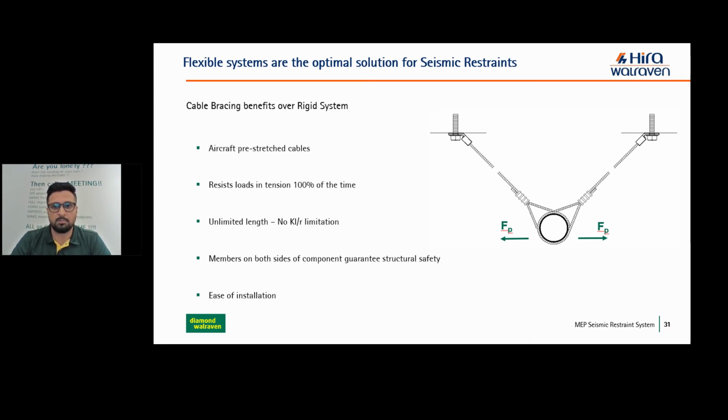Whatever the drop you have from the ceiling of your service, it could be used, and there is no kind of bending moment effect as we are facing in the rigid bracing system. And members on both sides of the component guarantee structural safety, and ease of installation, which is another most important benefit.